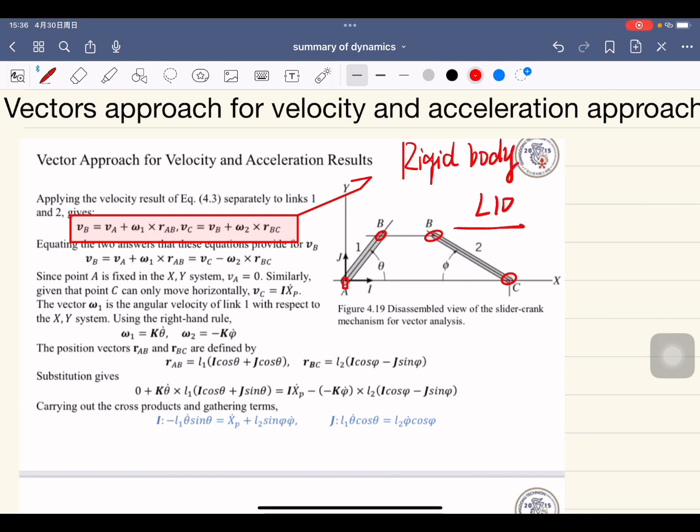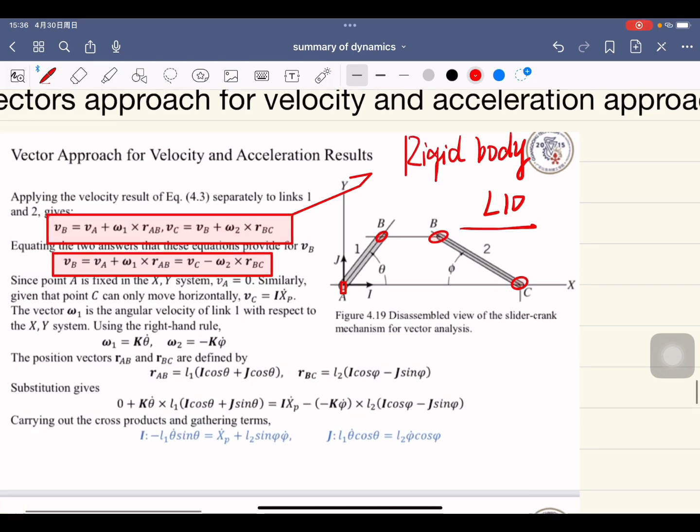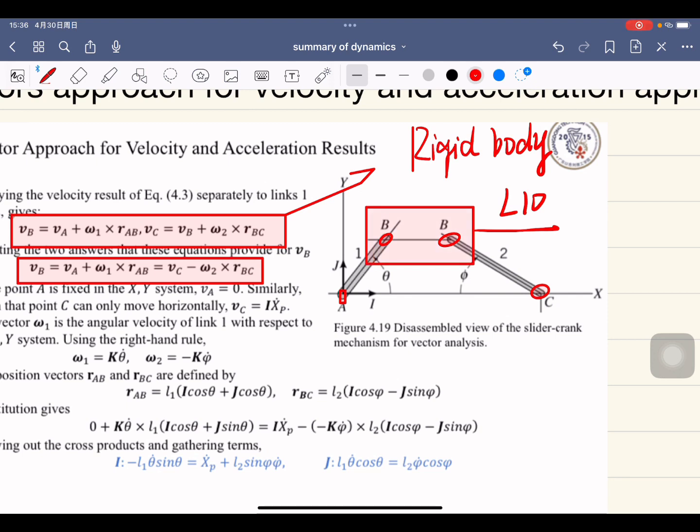Okay, the rigid body. So we use the rigid body formula. The key point I see is how it removes. So A is fixed, but C is not fixed. Okay, C is not fixed. And for VA and VC, you will find that they can be equal, right? Because you should find the coincident point is B.